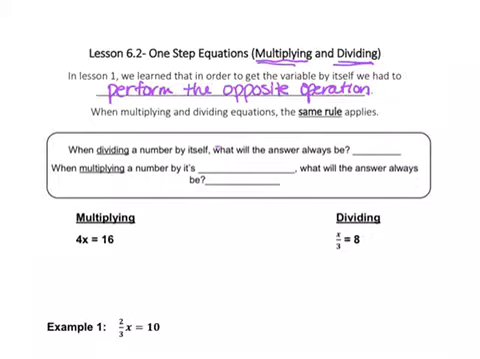So when dividing a number by itself, what will the answer always be? Think. What's 5 divided by 5? What's 10 divided by 10? What's 8 divided by 8? All of them equal 1.